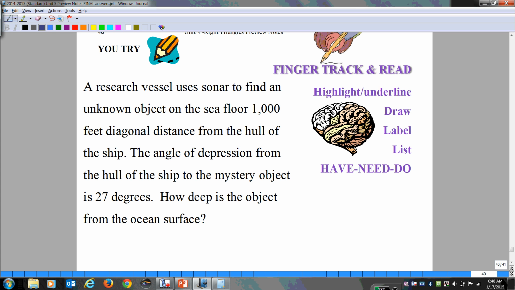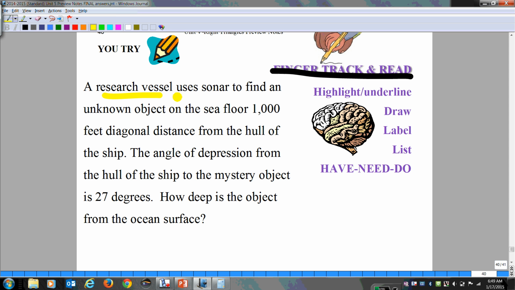Okay, welcome back. Let's see how you did. It says a research vessel uses sonar to find an unknown object on the seafloor 1,000 feet diagonal distance from the hull of the ship. The angle of depression from the hull of the ship to the mystery object is 27 degrees. How deep is the object from the ocean surface? We just finger tracked and read. Notice I read aloud. Now we underline.